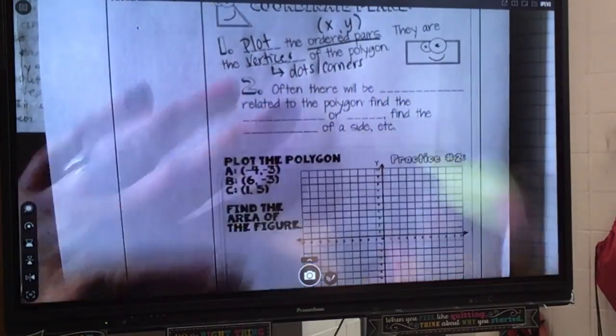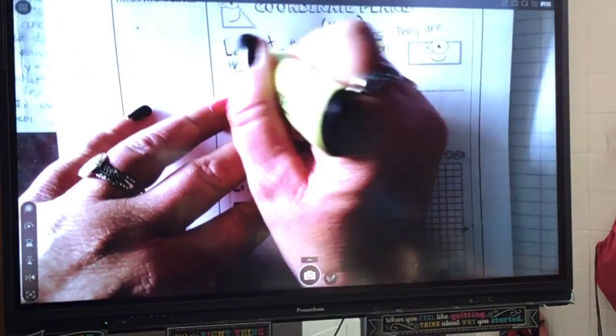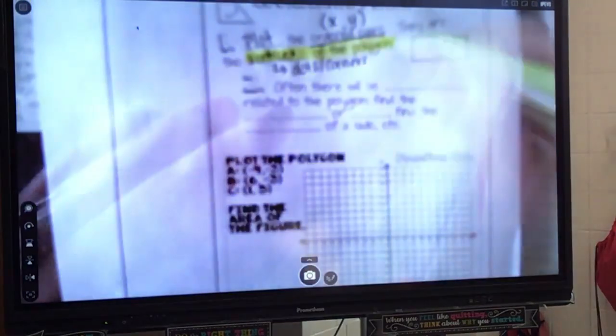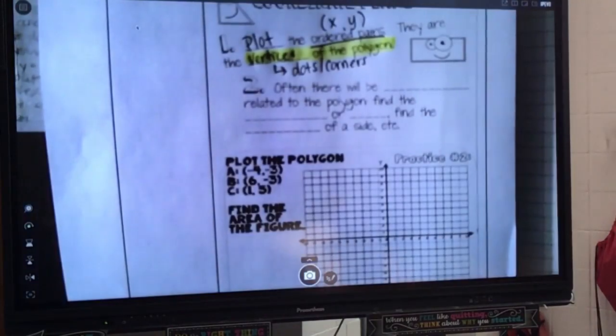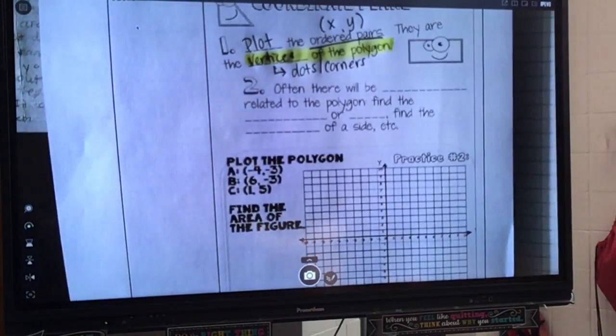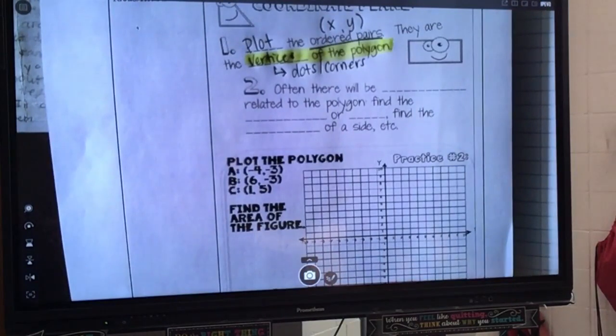And just make sure that you highlight vertices of the polygons. So ultimately, when we plot our points, we're making up shapes. Now, the shapes that we're going to make up could be lots of different ones. It's not going to be strictly like triangles, rectangles, squares. But with that being said, if it's asking for the area, it's only going to be a triangle, rectangle, or a square that we're going to be plotting or trying to figure out.